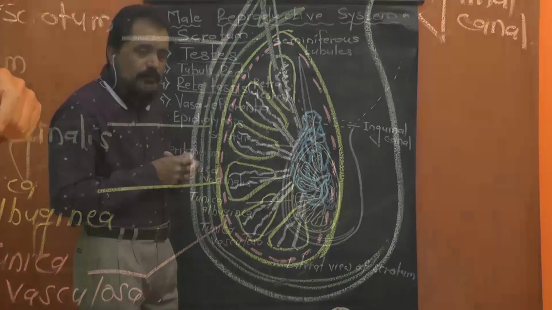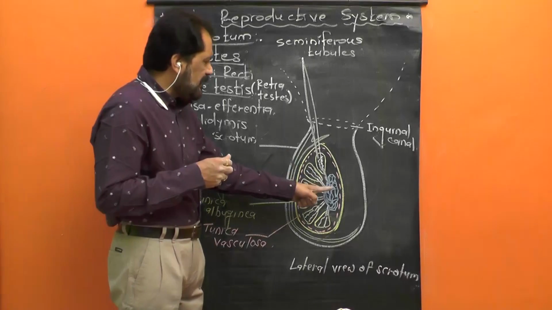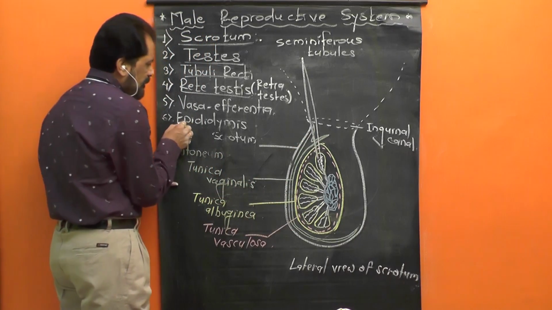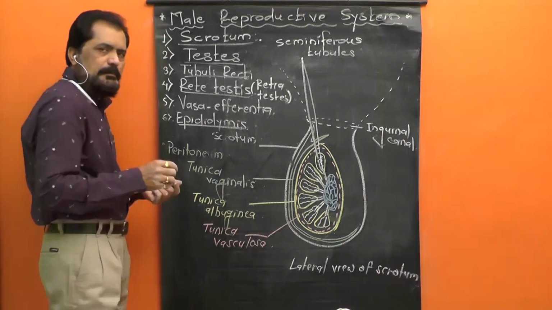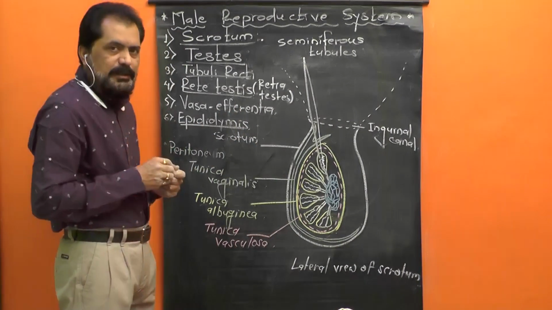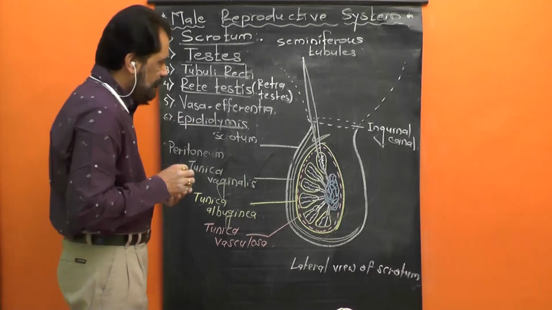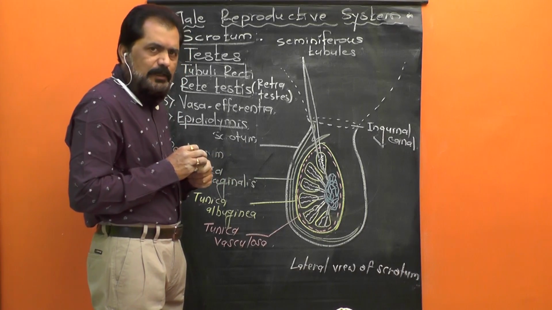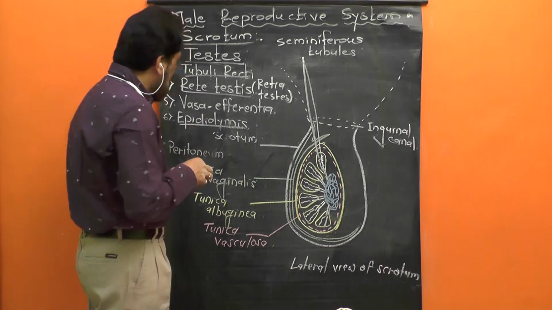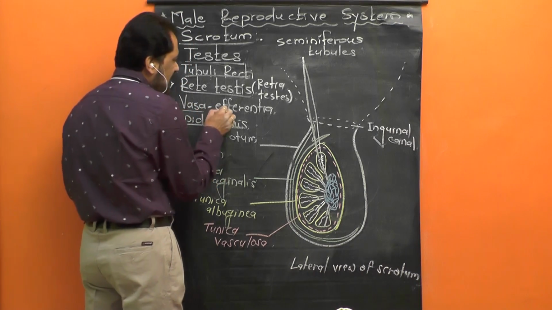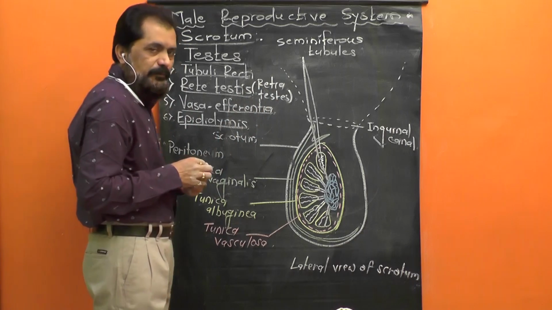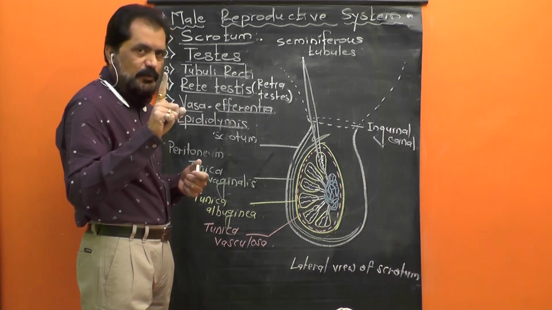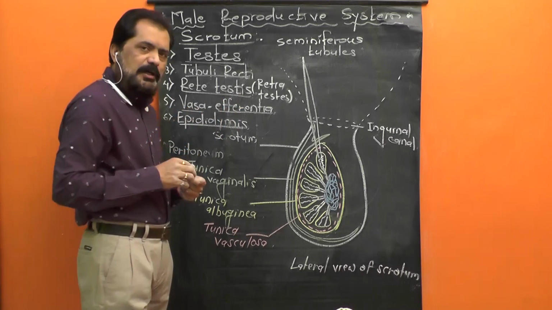All these tubuli recti open into the Rete Testis. Now the Rete Testis is communicated with the next organ, that is Epididymis, by means of about 10 to 12 very thin ductules known as Vasa Efferentia. Vas efferens is singular, Vasa Efferentia is plural.